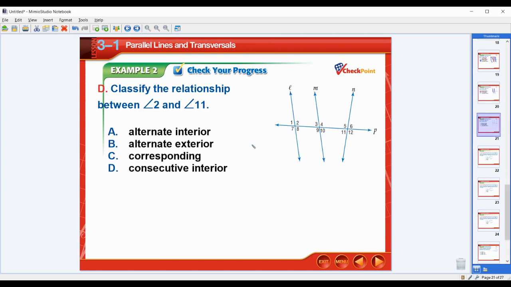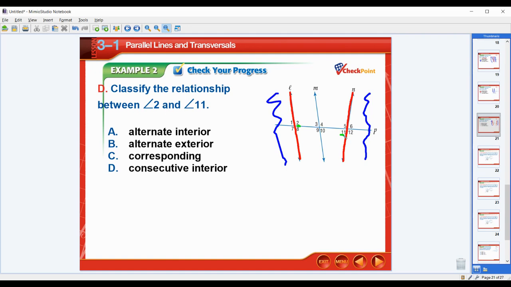Do an example here. 2 and 11. So I am going to draw our lines here. We are looking at line L and line N. So everything in between L and N is inside. Everything on the outside of L and N would be the exterior. So I will shade in the exterior here. So for angle 2 and angle 11, as you can see, these are both on the interior.